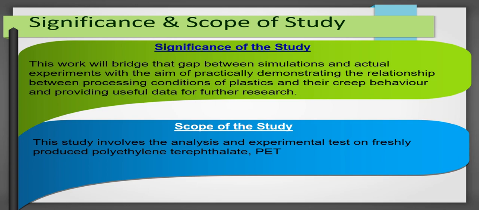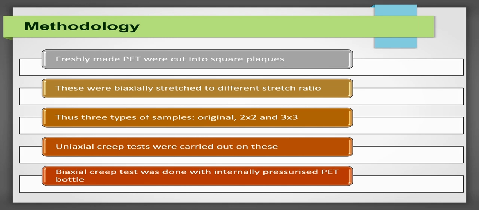The scope, of course, is PET. The plastic used for the experiment is PET. Coming to methodology, the material for this work was a freshly made PET sample. The PET sample was cut into square plates. Processed samples were produced from these square plates by biaxially stretching them. Two different stretch ratios were used, the 2 by 2 and the 3 by 3. So 2 by 2 means the sample was stretched twice on each side, and the same way for 3 by 3, 3 times on each side.